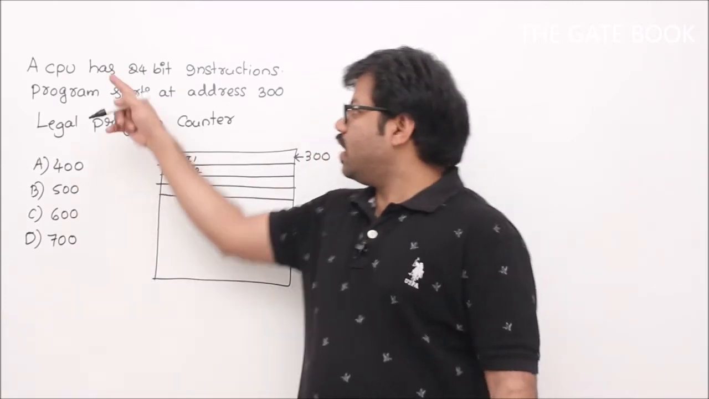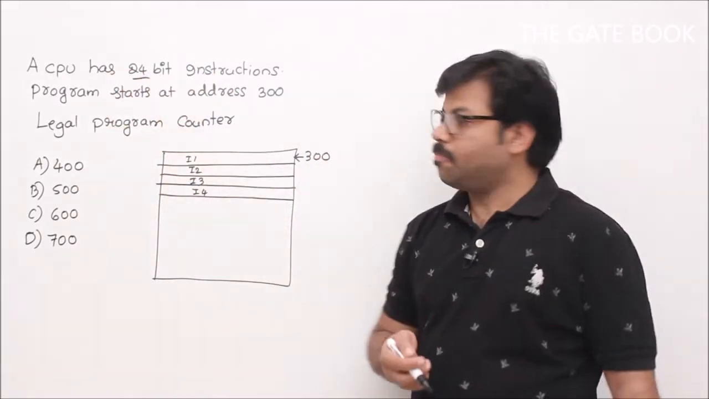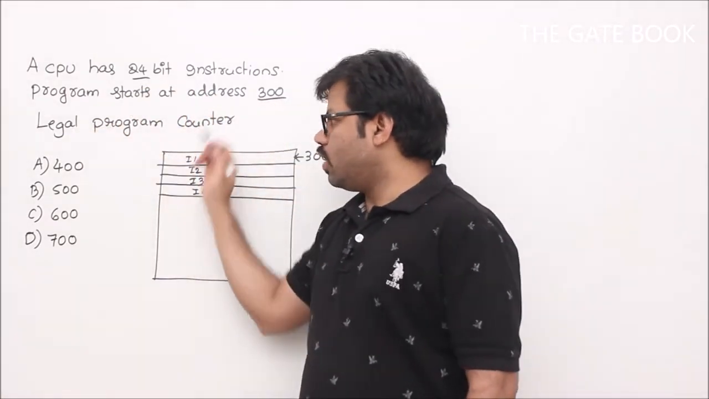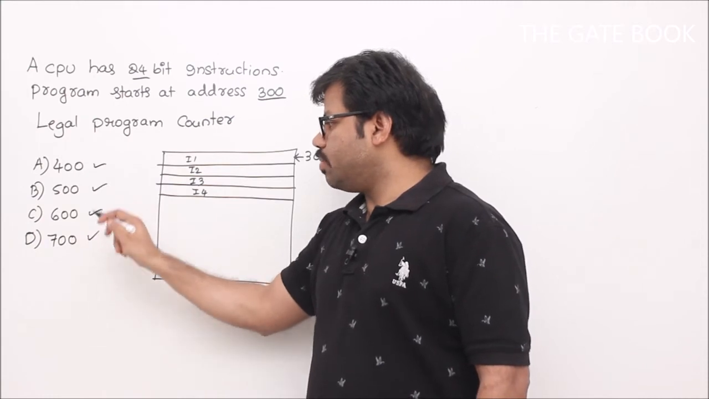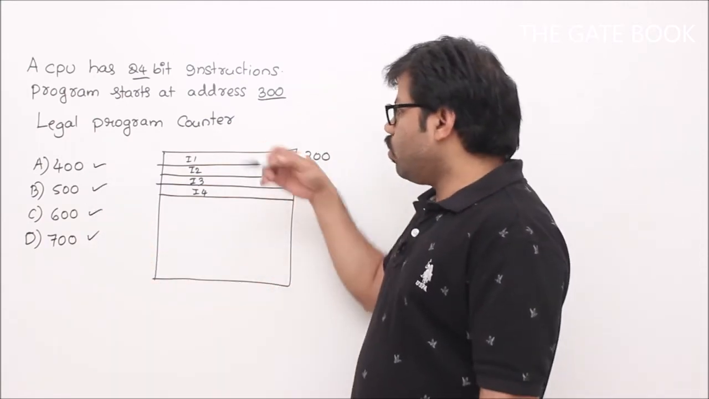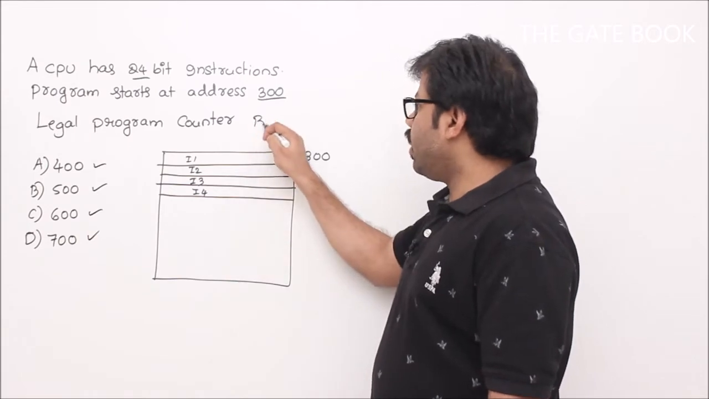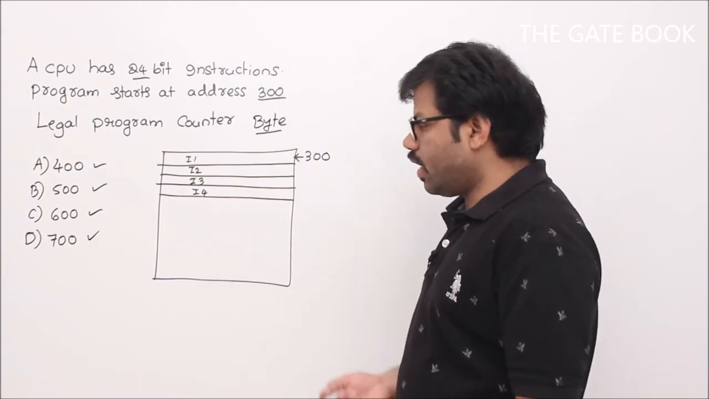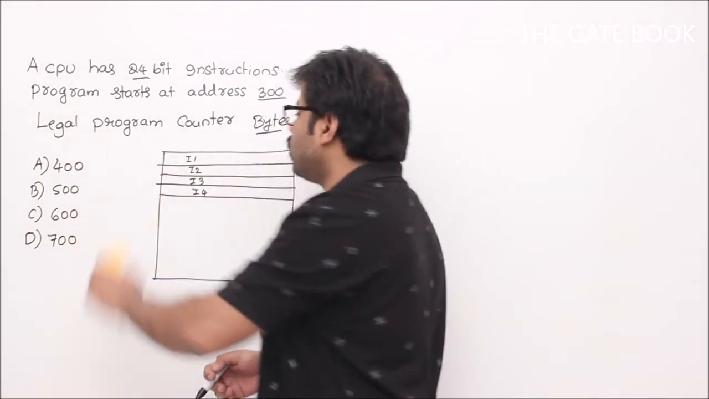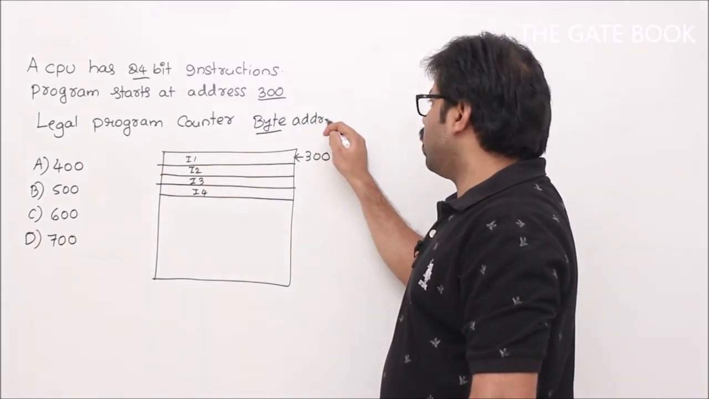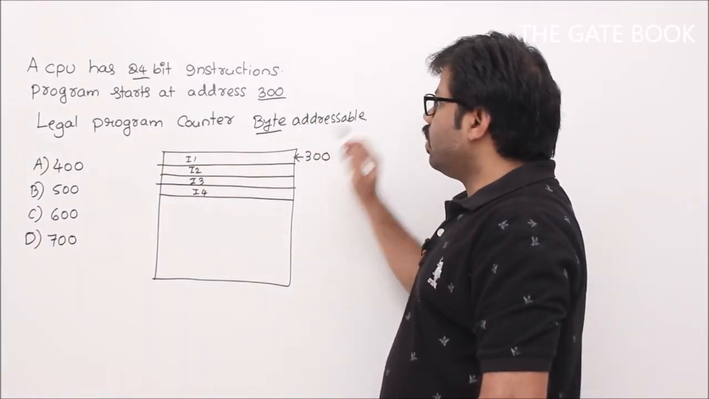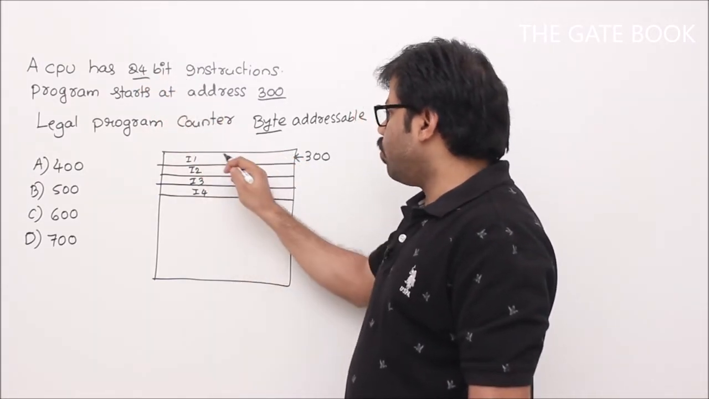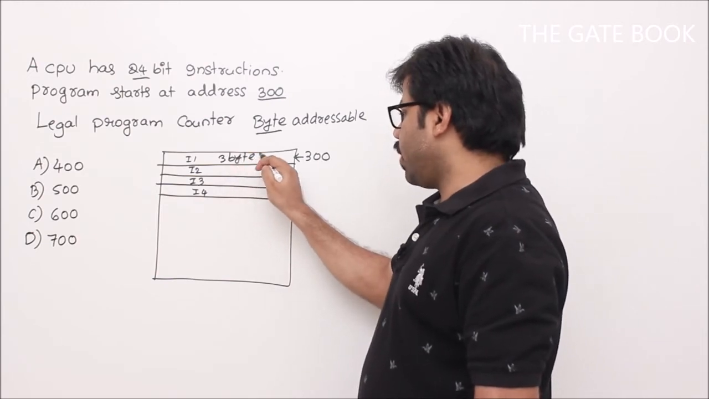See this question. A CPU has 24-bit instructions, okay? The program starts at address 300. Which is the legal program counter among A, B, C, D? Nothing is mentioned about byte addressability. To solve this problem, byte addressability is important, okay? We assume that every byte is numbered, then only you get the right answer. So I am assuming this system is byte addressable. If it is byte addressable, then 24 bits means 3 bytes, correct? So each instruction is occupying 3 bytes.